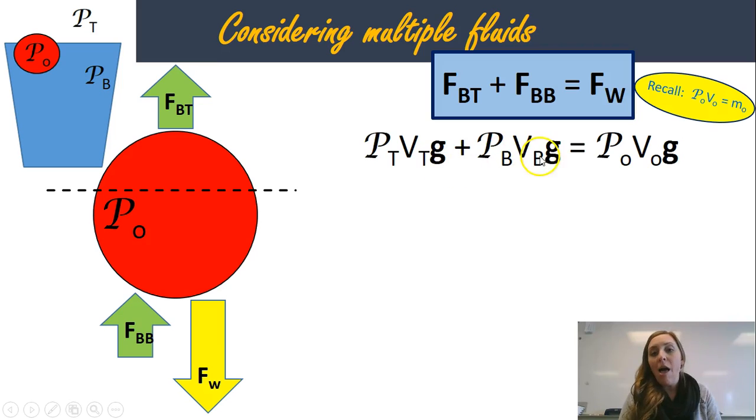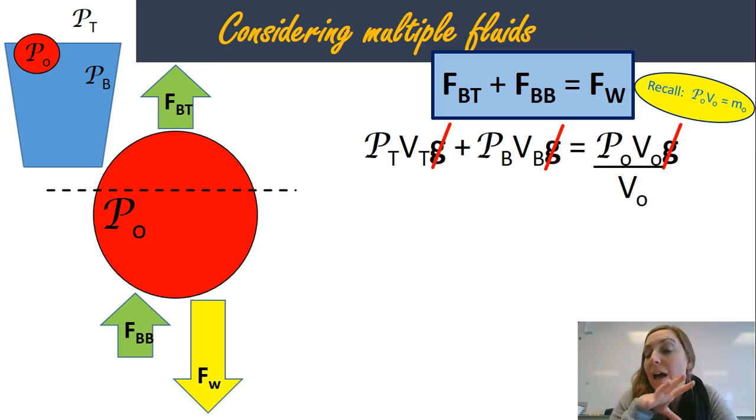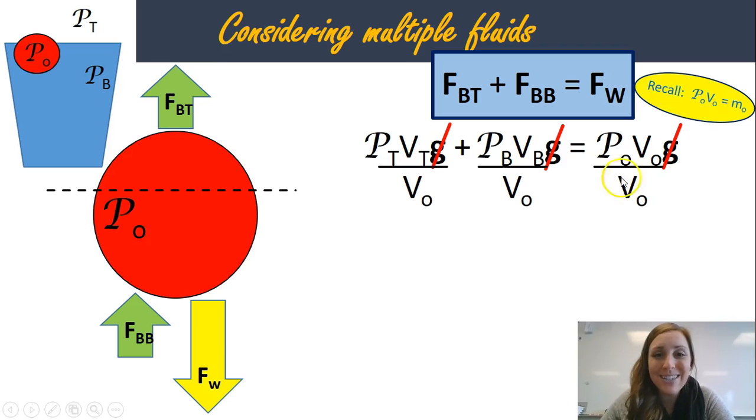Now notice they all have gravity. If everybody has gravity on both sides of the equation, gone. Now it's already a little simpler. Now I want it to have just density of the object on one side, just to make things easy too. So if I do this, divide by volume of the object, I have to do that for every single term.